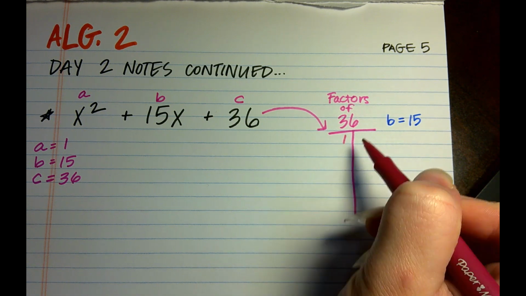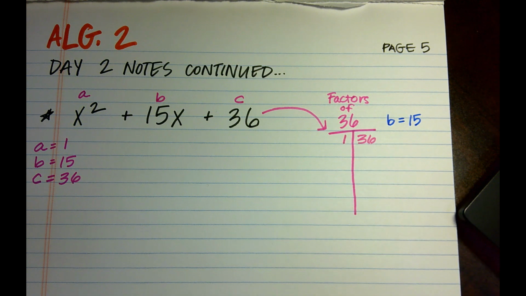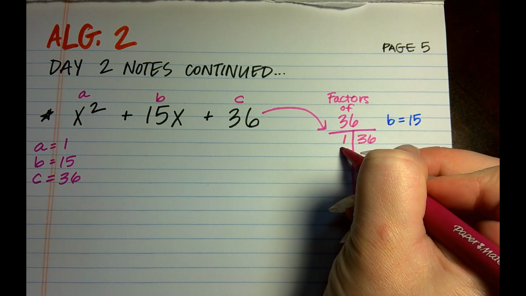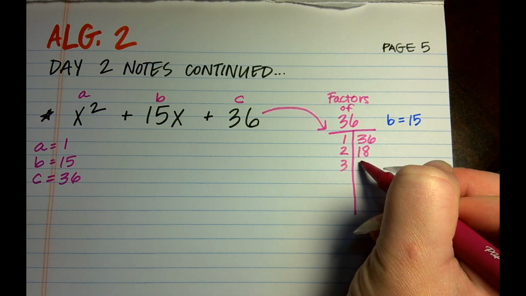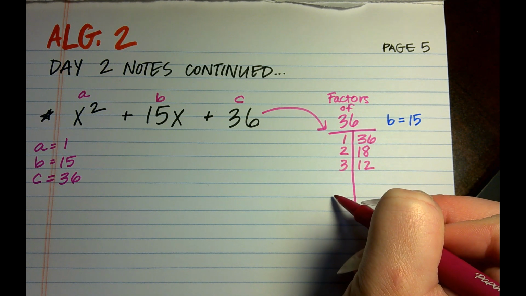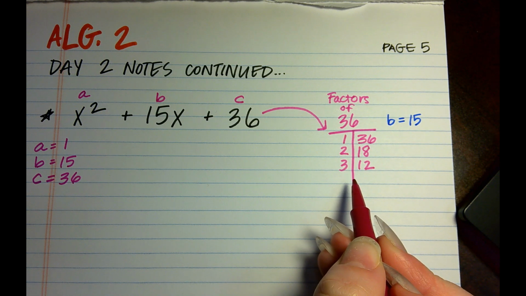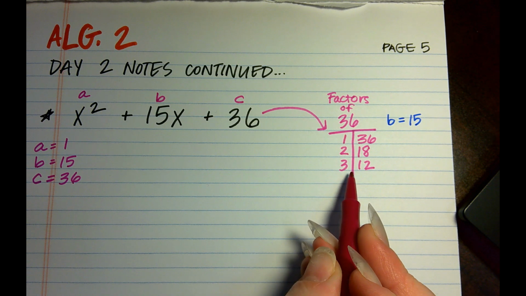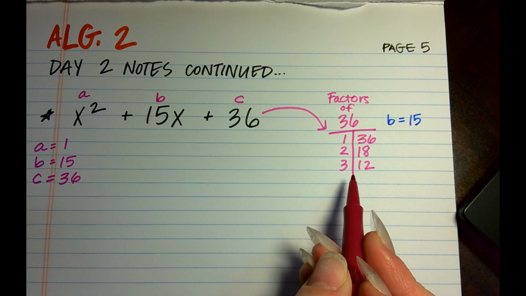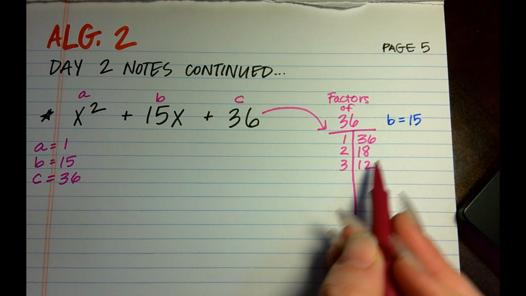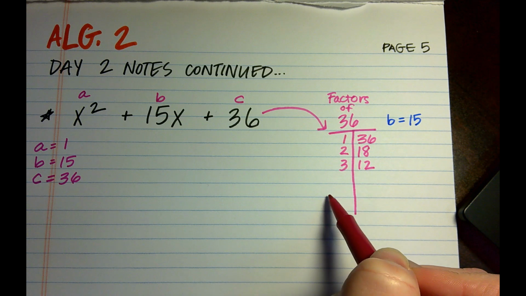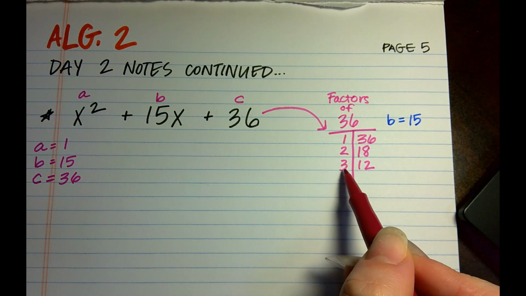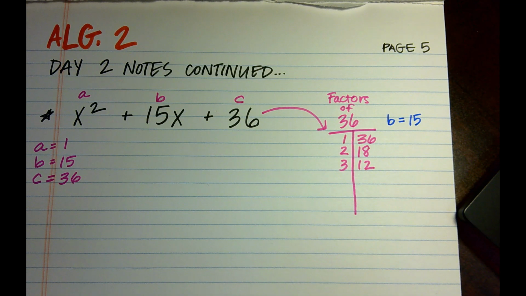I could do 1 times 36. I could do 2 times what? 18. 2 times 18. 3 times 12. 4 times 9. Could I stop here? Yeah. This is where we start getting quick. We can stop here because why? Why can I stop here? Because 3 plus 12 is 15. So why list all the factors out if we don't need them? We'll start to get to where we can recognize right away that 3 and 12 multiply to 36, and well, 3 and 12 add up to 15.